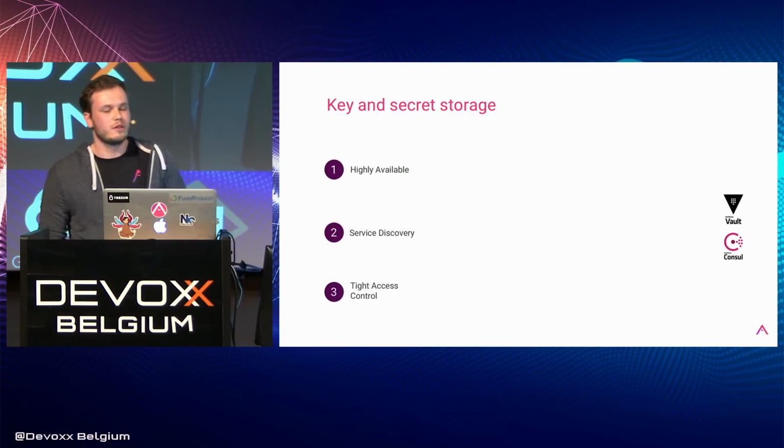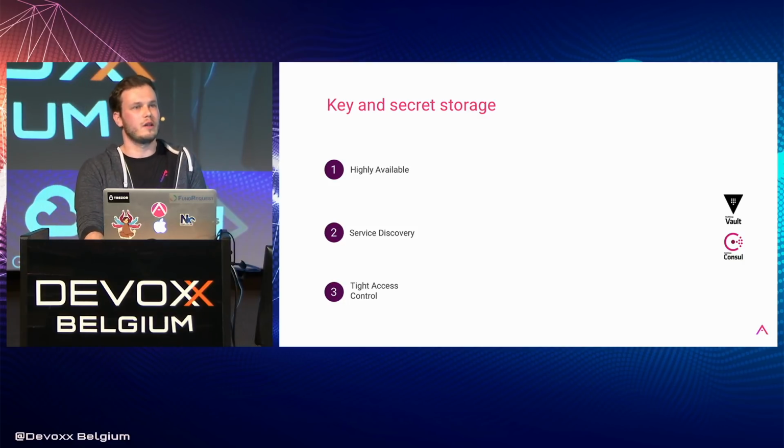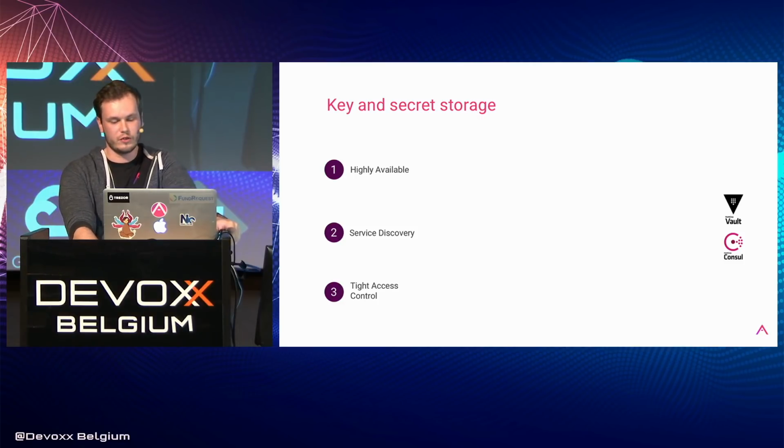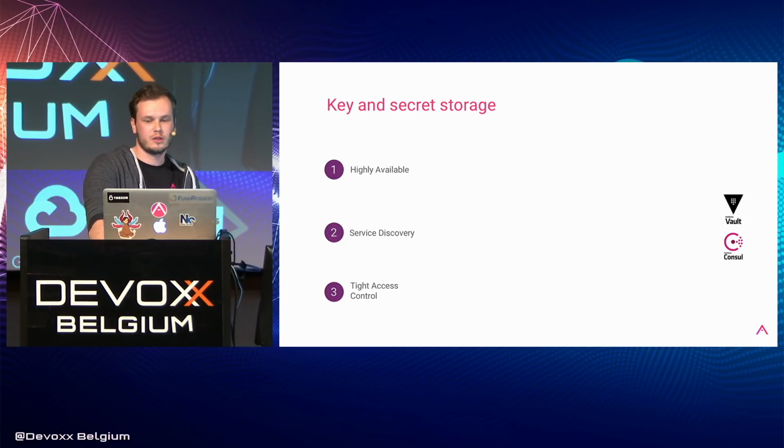But we have a different product from HashiCorp also. It's called Consul, and I think this one is also pretty famous. Why we chose it in the first place is because we wanted high availability. The Vault by default is not highly available, but when used in conjunction with Consul, it is. It can also be used for service discovery. All of our microservices use Java and service discovery. We have a big pool of microservices, so it's extremely helpful. And it also has tight access control based on tokens.